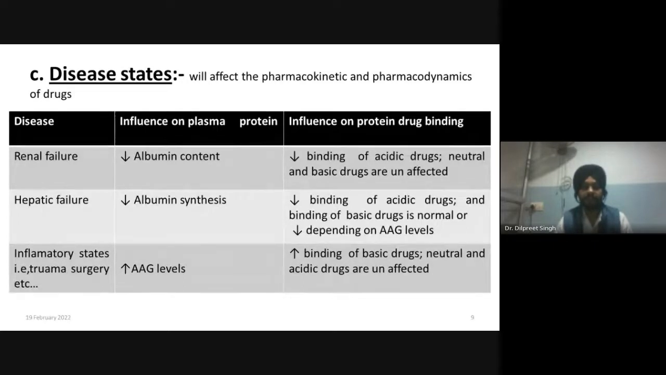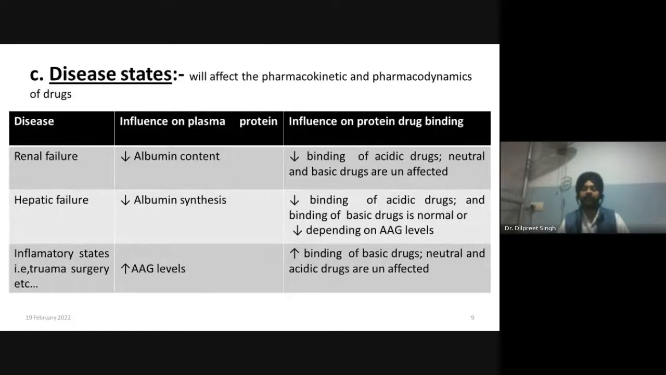In various diseases like renal failure, hepatic failure, or inflammatory states like trauma or surgery, albumin synthesis or the albumin content is very low, so it decreases the binding of the acidic drugs, while neutral and basic molecules are unaffected in the systemic circulation. When we talk about hepatic failure, the decreased albumin synthesis brings about decreased binding of the acidic drugs and the binding of the basic drugs.